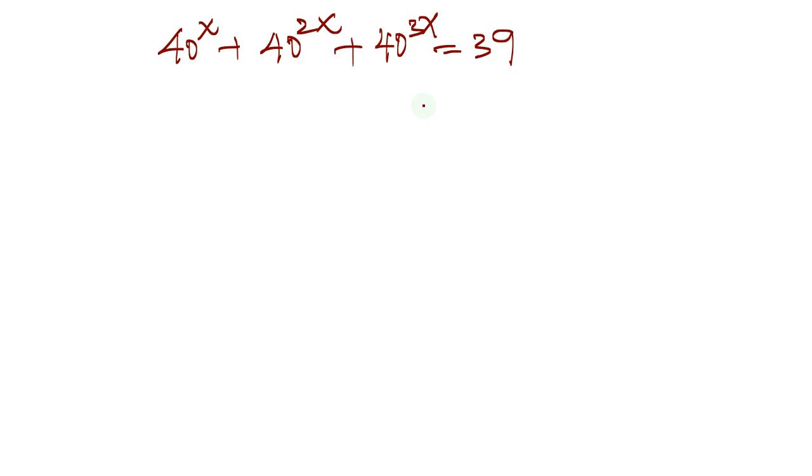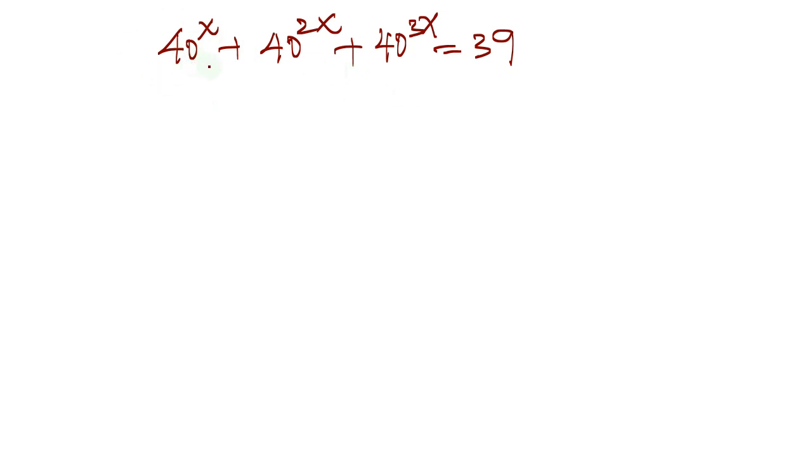Hello my dears, welcome to the channel, and today we're going to be solving this exponential equation. We have 40 to the x plus 40 to the 2x plus 40 to the 3x equals 39. So what is the value of x? We're going to solve for both real and imaginary solutions.